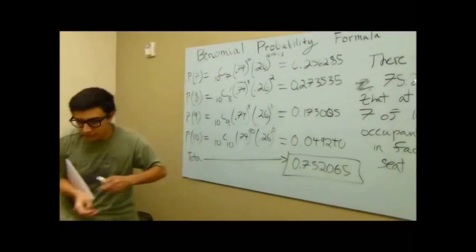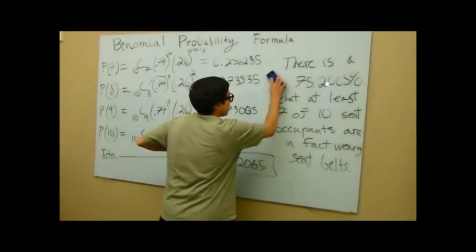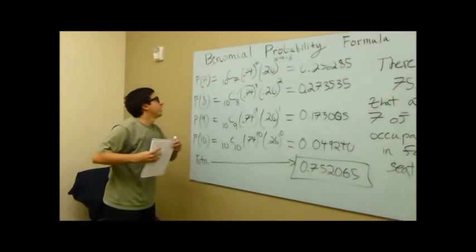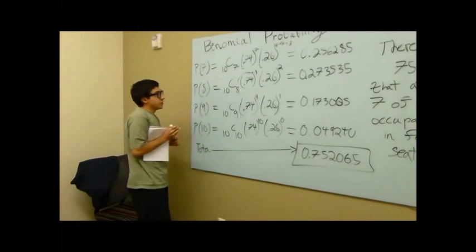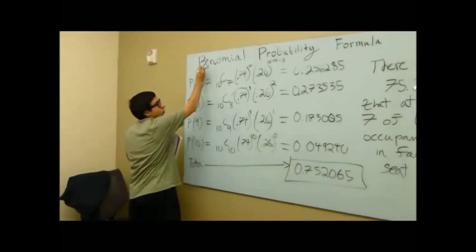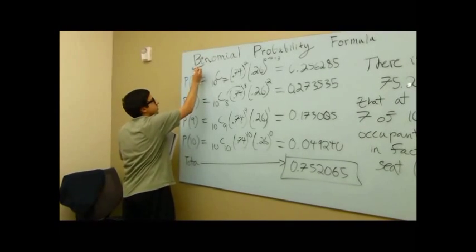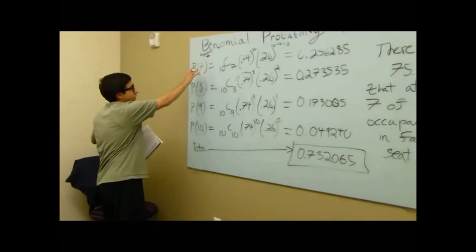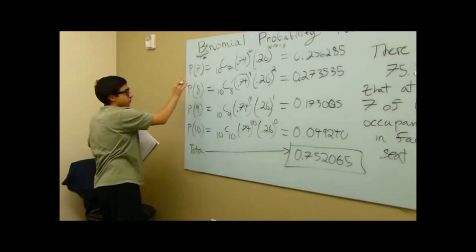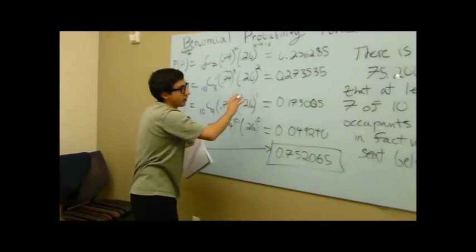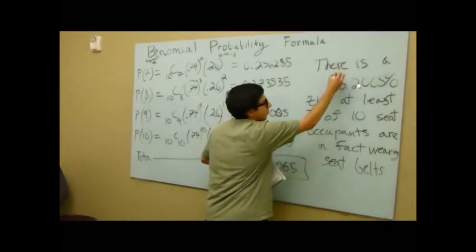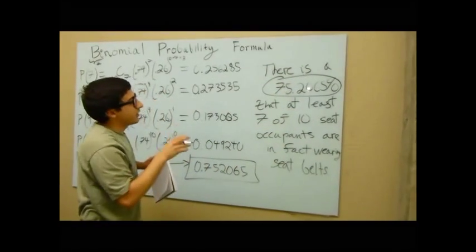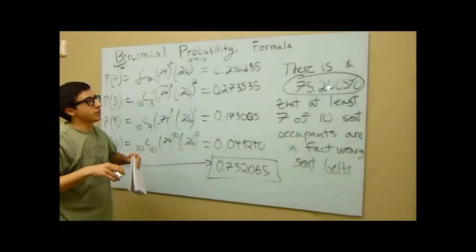So the summary is, when you see a problem with a success, such as wearing a seatbelt, and a failure, such as not wearing a seatbelt, that's 2. And it's either one or the other. That's how you know to use the binomial probability formula, because again, bi means 2. Then you just use the formula, the combination, you plug it in, at least 7, or, which means it could also be 8, 9, or 10, and then you find the probability of any of those options, which you end up with there is about a 75% probability that at least 7 of 10 seat occupants are in fact wearing seatbelts.